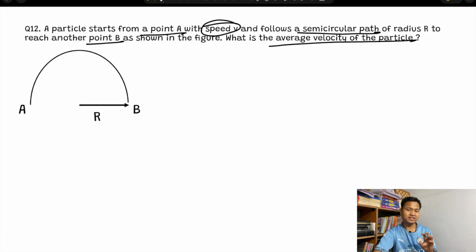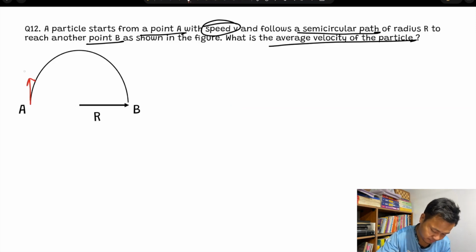If the path is not a straight line, then the distance and the displacement are different. That means the speed and the velocity will be different. And one more thing: when you say speed, speed is nothing but, when you travel in a straight line, the magnitude of velocity. Here it is given that it travels with speed v.